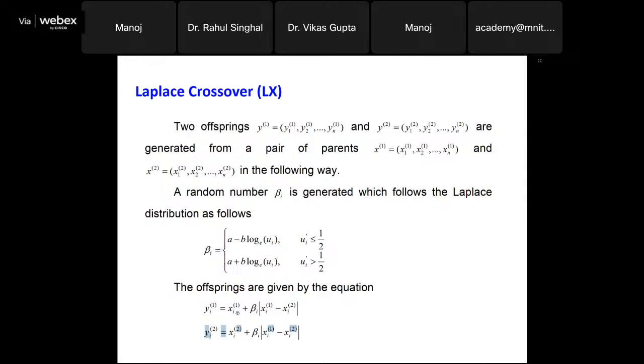So with this formula, you can see that naturally it looks like we are exploring around the parents, right? We are adding something to the parent, and these beta values are basically given here, right?